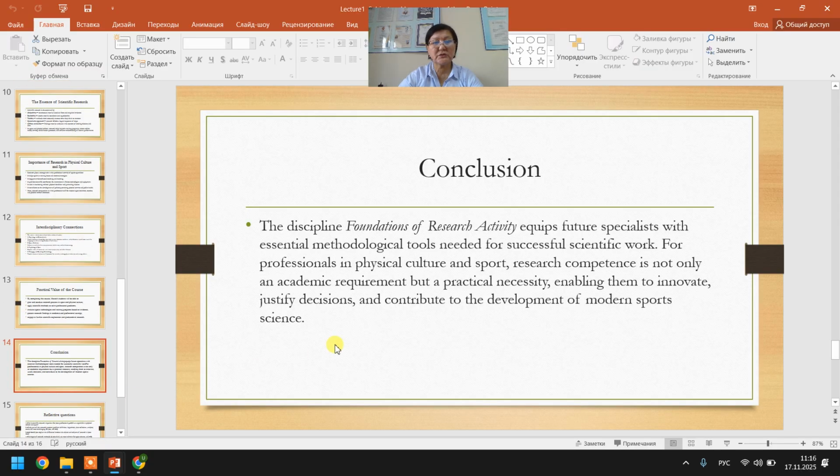In conclusion, I want to say that the discipline Foundations of Research Activity equips future specialists with essential methodological tools needed for successful scientific work. For professionals in physical culture and sport, research competence is not only an academic requirement but a practical necessity, enabling them to innovate, justify decisions, and contribute to the development of modern sport sciences.